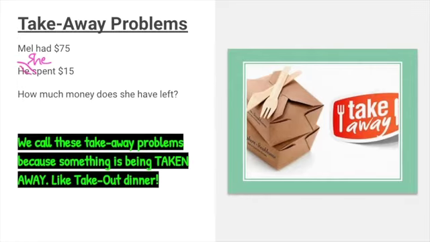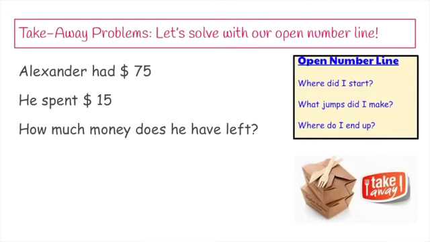We call these takeaway problems because something is being taken away from the starting number. I started with $75 and I spent $15. It's like takeout dinner. Something is being taken away. The food is leaving the restaurant and coming to you. Something is changing from the starting number.